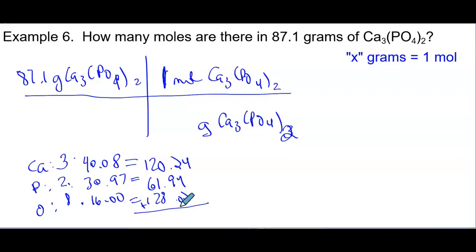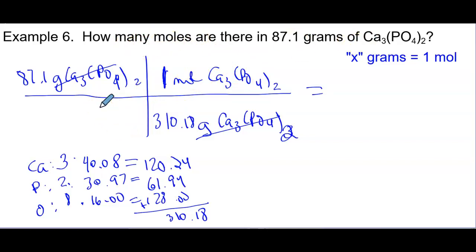Remember that our rule for molar masses is to always round every answer to 2 places past the decimal. So 120.24 plus 61.94 plus 128.00 gives me 310.18. That's what will go with the X. Remember, 2 places past the decimal every time for molar mass. Now we're going to do the math. Remember, the requirement is number, unit, formula, number, unit, formula, number, unit, formula. Notice that grams of calcium phosphate cancel, leaving us only moles, and that's what we're looking for, moles of calcium phosphate.